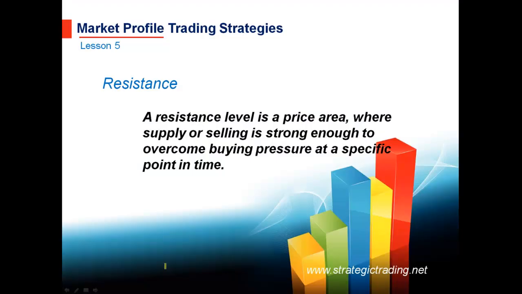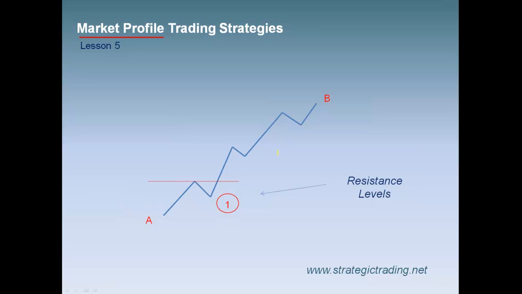All right, now a definition for resistance. Resistance and support are often interchangeable, as we will see in a moment. But when we think of resistance, a resistance level is simply a price area where supply or selling is strong enough to overcome the buying pressure in the market, again, at a specific point in time. Always remember the specific point in time, because the support and resistance levels are not the same on different time frames. So once again, let's take a look at this brief price movement that we've drawn.